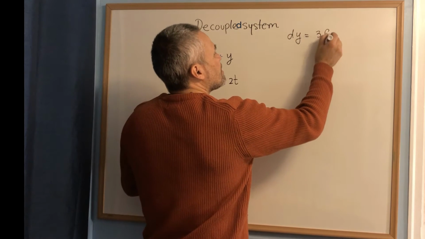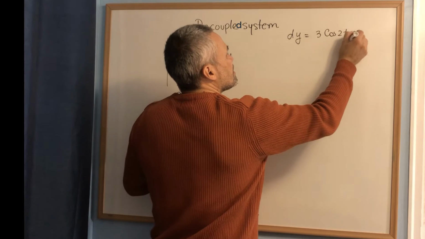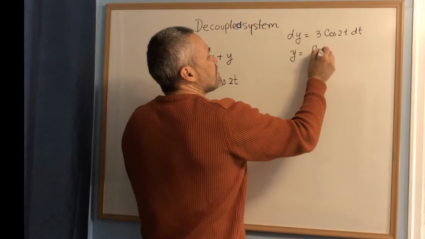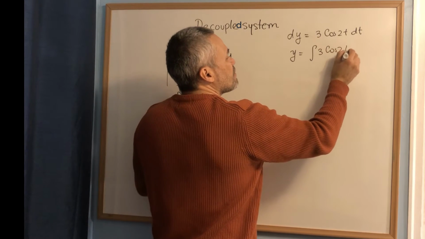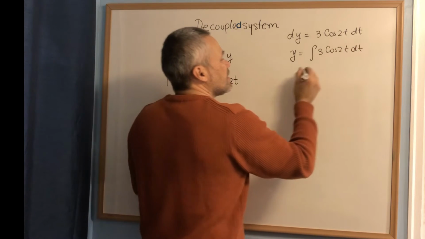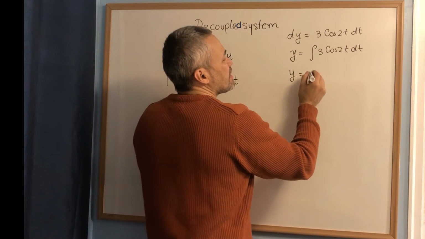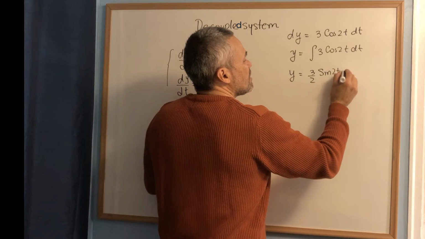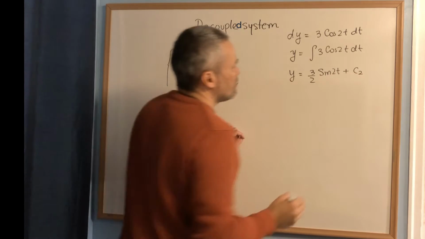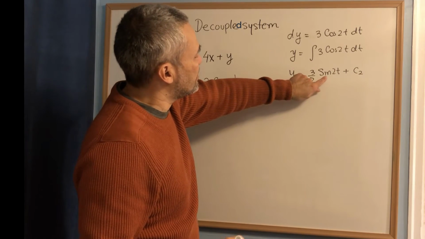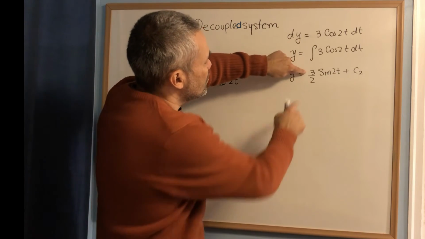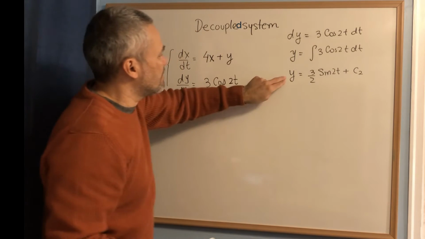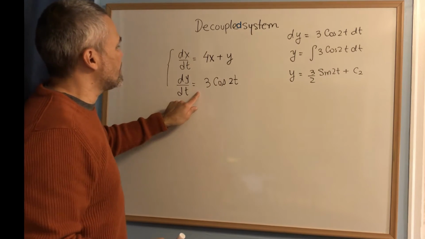Then this is 3 cosine of 2t dt, and we integrate and we get that y is the antiderivative of 3 cosine of 2t dt, and therefore y is just 3/2 sine of 2t plus c2. Remember, we can check the answer. The derivative of sine of 2t is 2 cosine of 2t. I cancel this 2, and the 3 stays there. And then this is the solution for this differential equation.